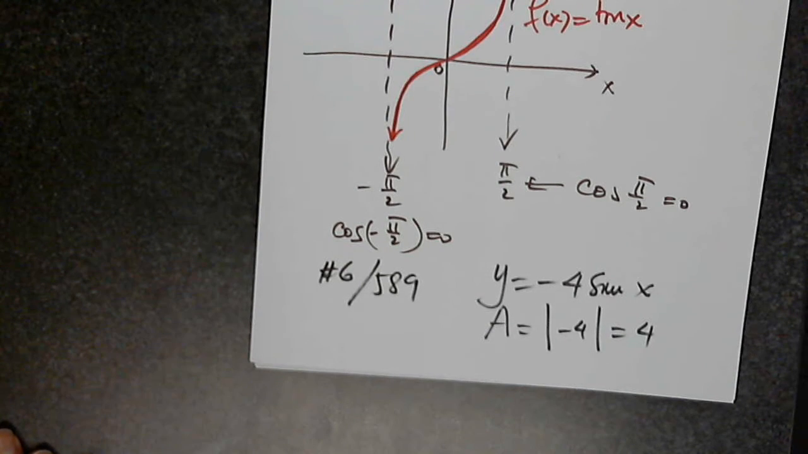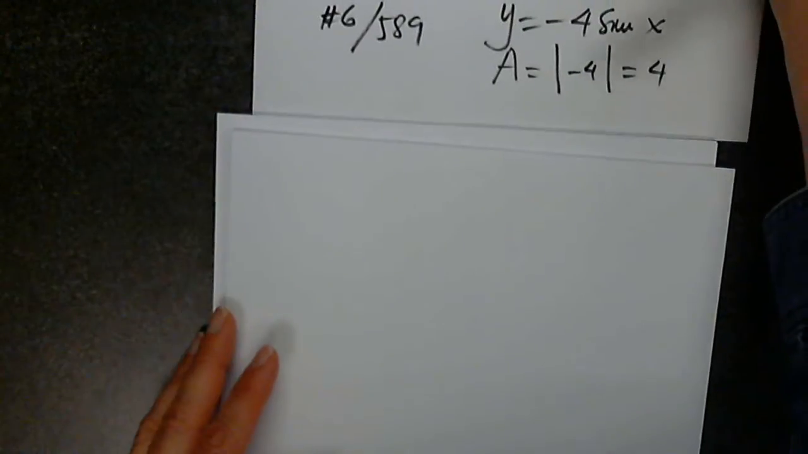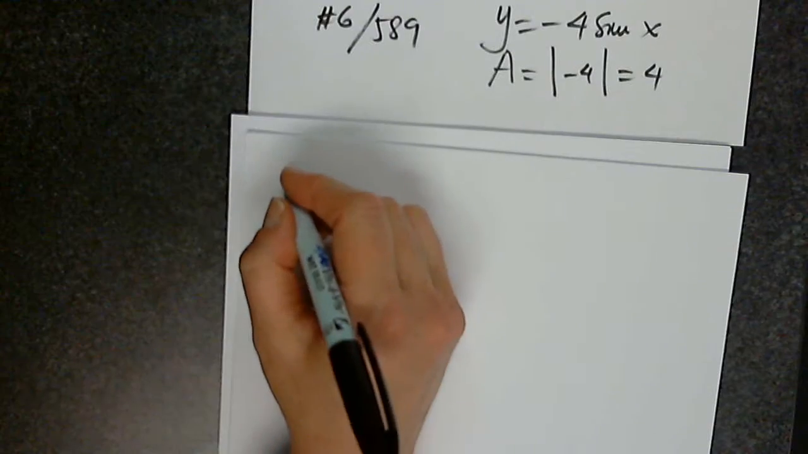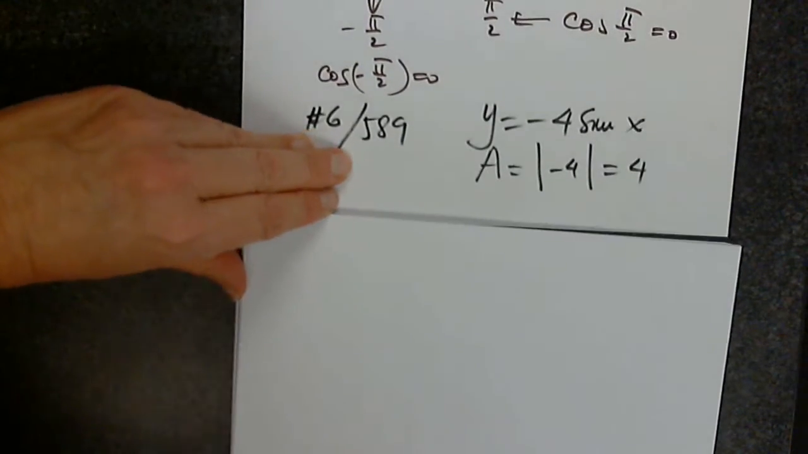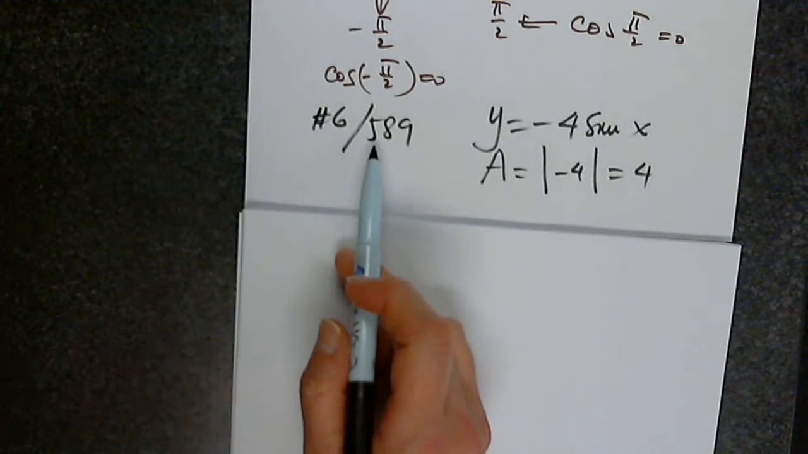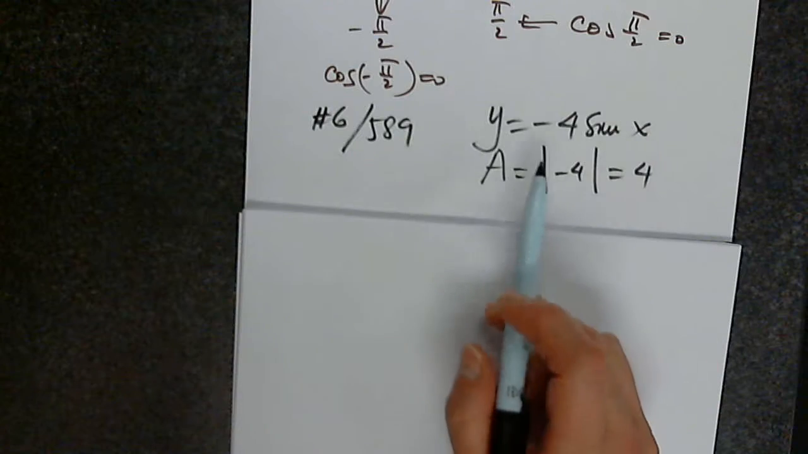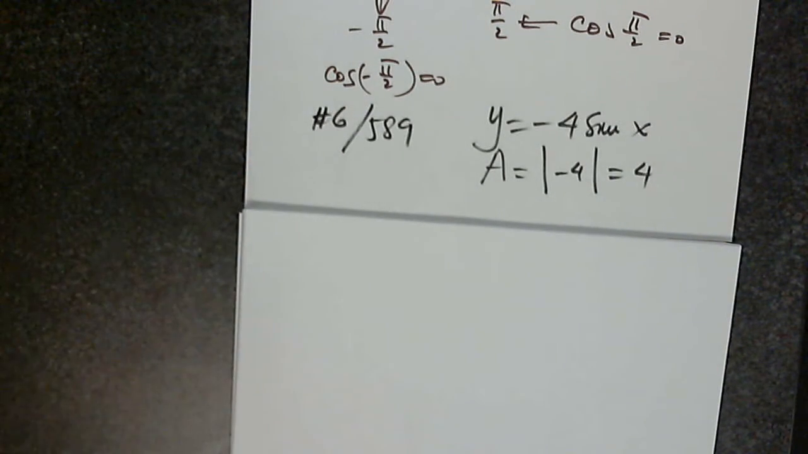The next question is asking us to determine the amplitude and the period. Oh, I'm sorry, forgive me. So this was 6 on page 589. So y equals negative 4 sine x. The amplitude is the absolute value of negative 4, which is 4.